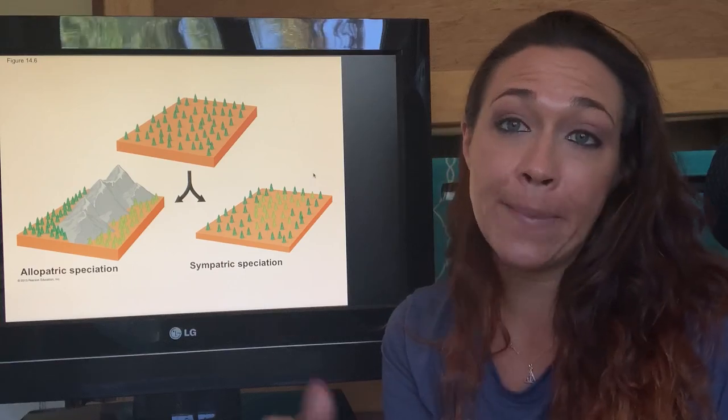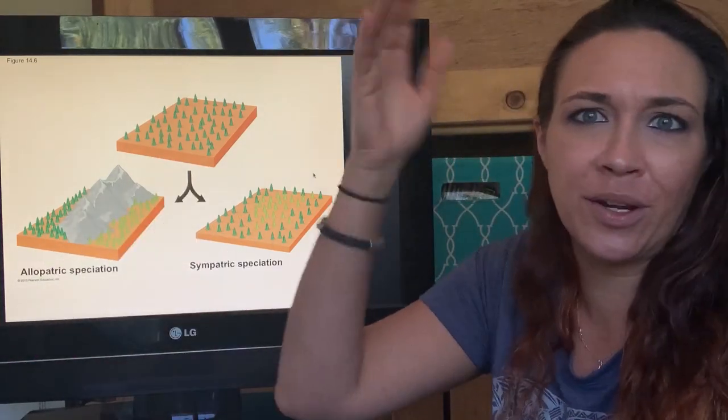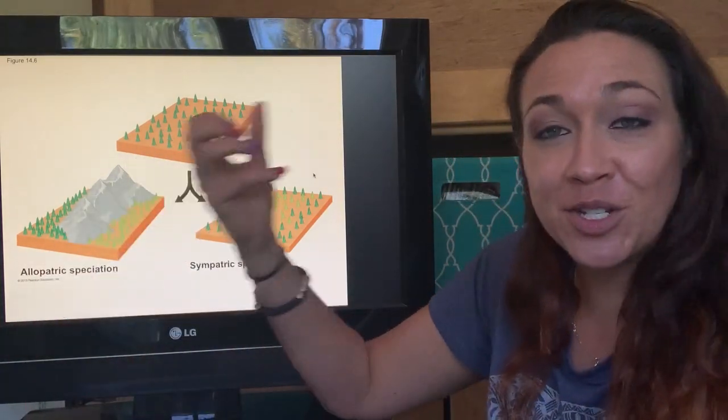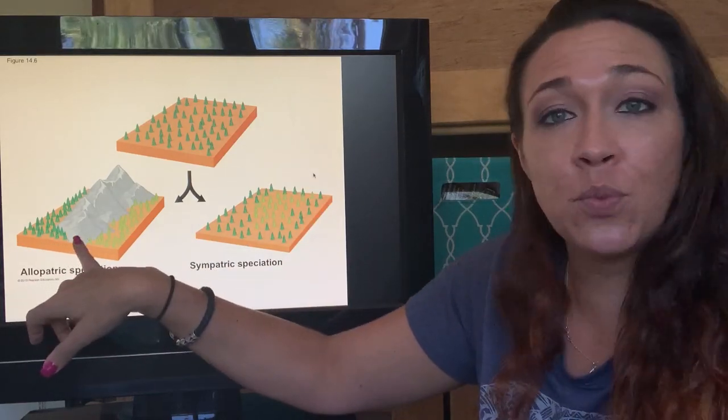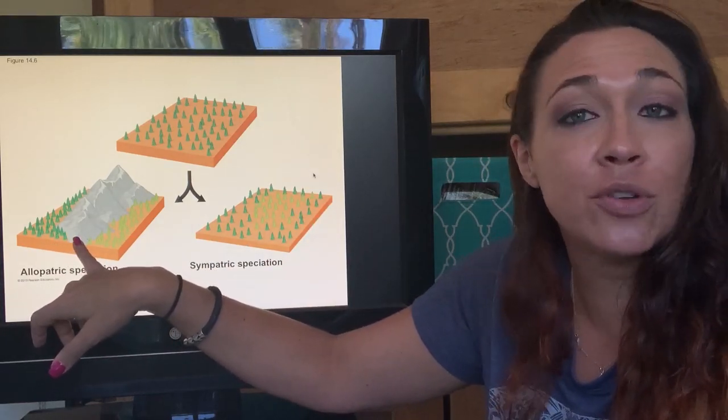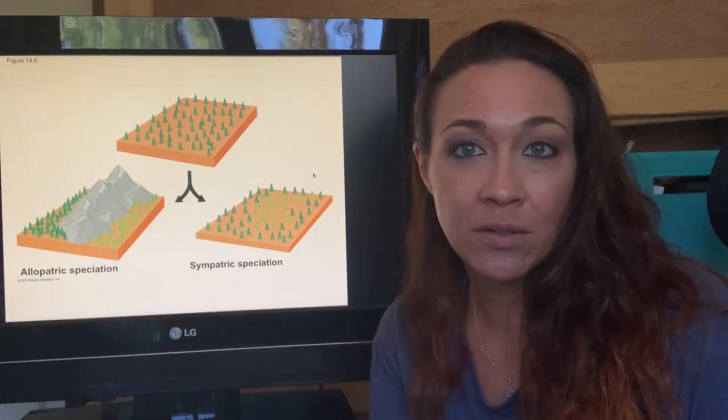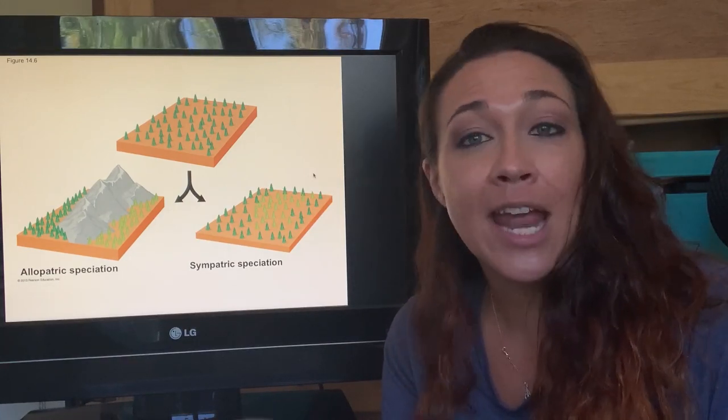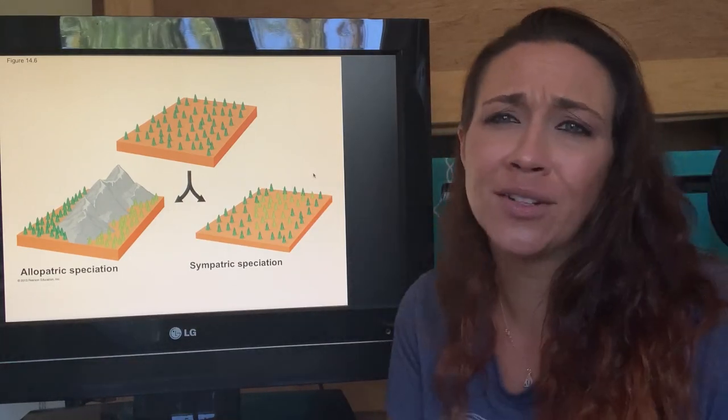Now, if they were to come back together, say this mountain range disappeared, that's not how that works, but say this mountain range disappeared, now these two trees would not be able to reproduce with each other because they're so different. This is speciation. They were the same, and now they're different, based on small, subtle differences.